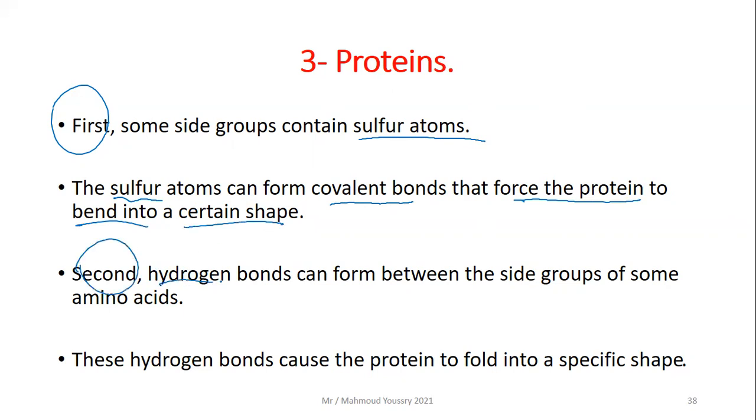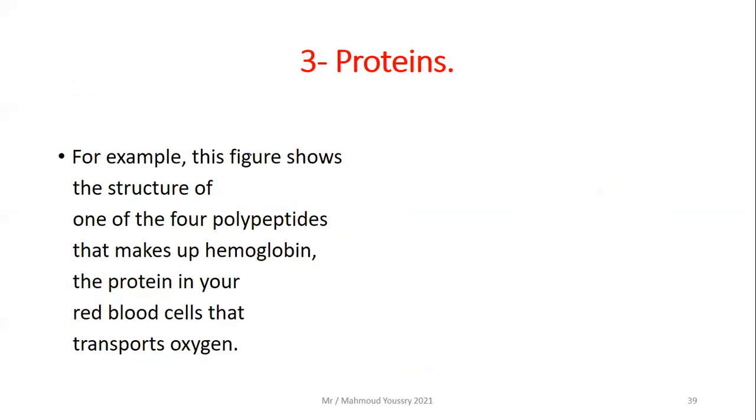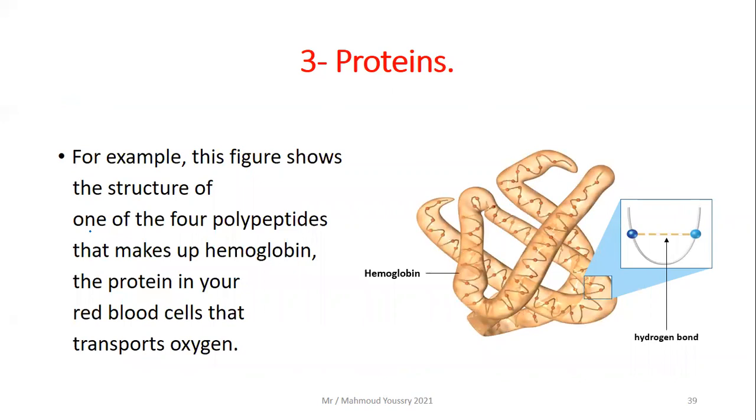Second, hydrogen bonds can form between the side groups of some amino acids. These hydrogen bonds cause the protein to fold in a specific structure. For example, this figure shows the structure of one of the four polypeptides that make hemoglobin. This is the protein in your red blood cells that transports oxygen. This is the part of your red blood cells that enables them to carry oxygen from the lungs to the different parts and tissues of your body.